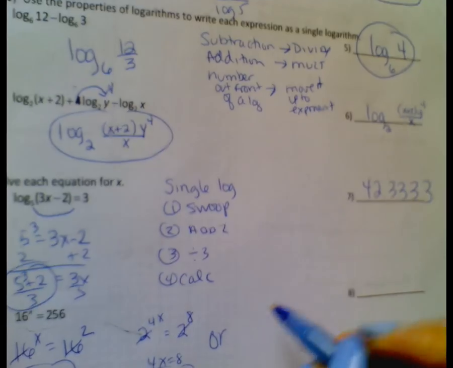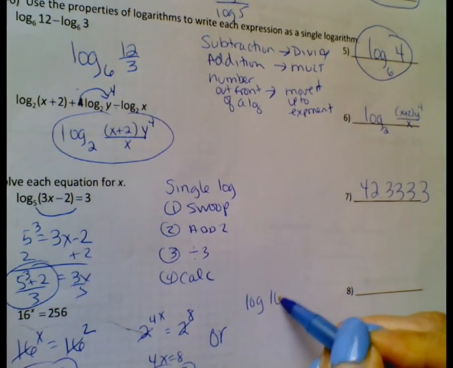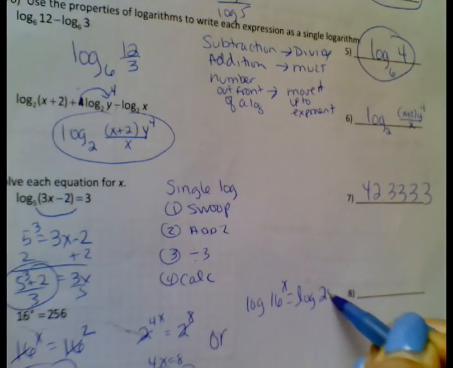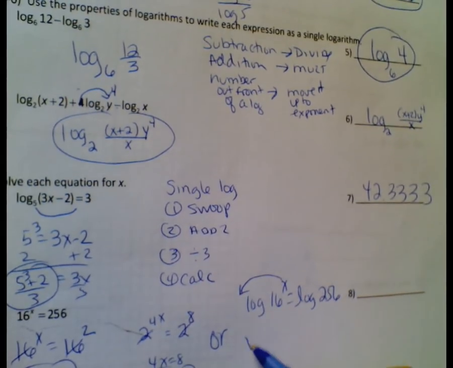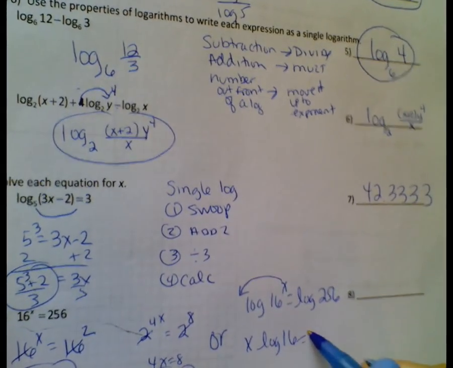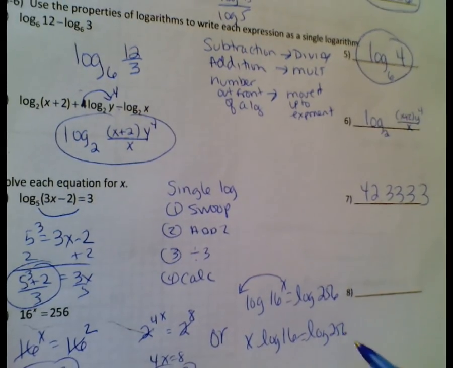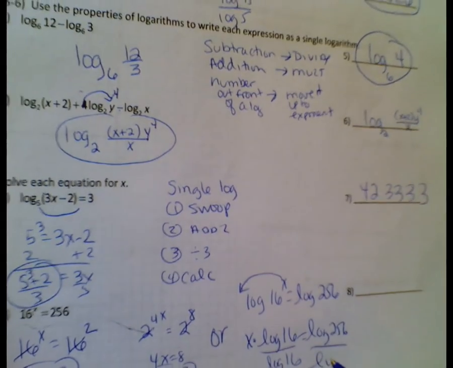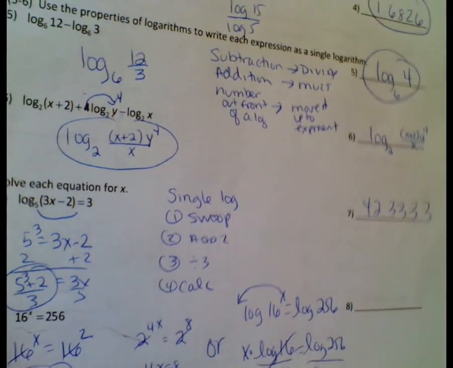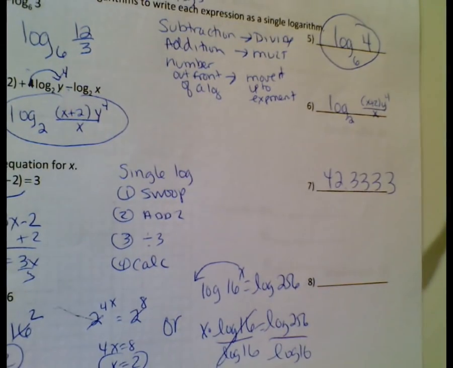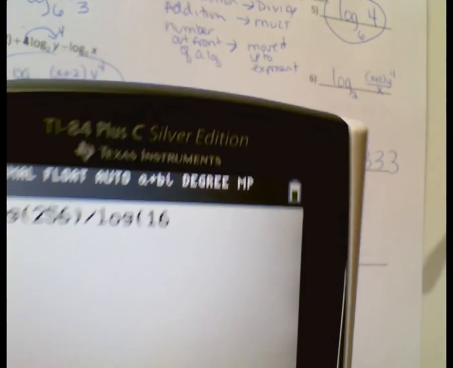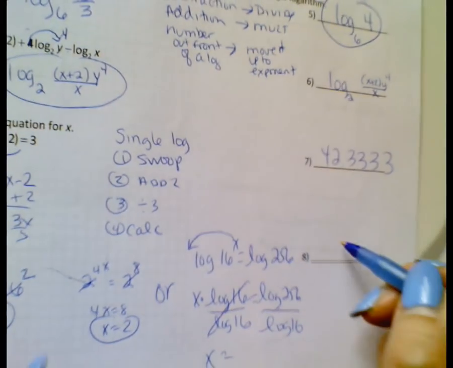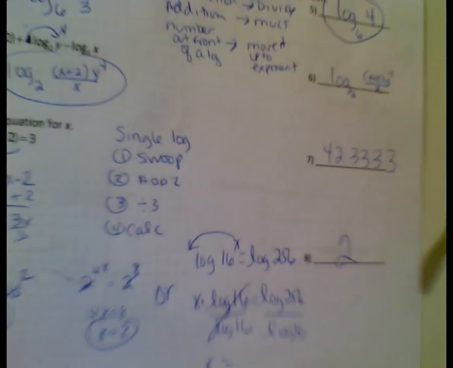Or you can take the log of each side like this, bring the x out front so that we can divide. Once it's out front, then it's a factor, and then we can divide by log 16 on both sides. And x is log 256 divided by log 16. So you just punch in the calculator log 256 divided by log 16, which is 2. First page done.